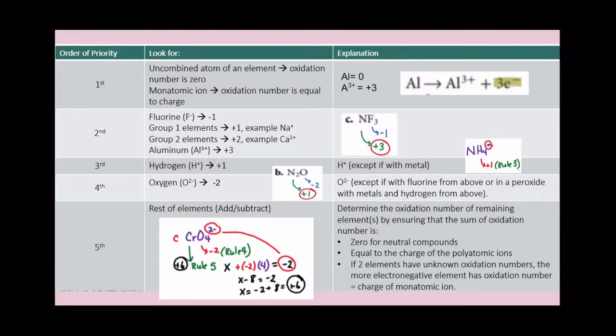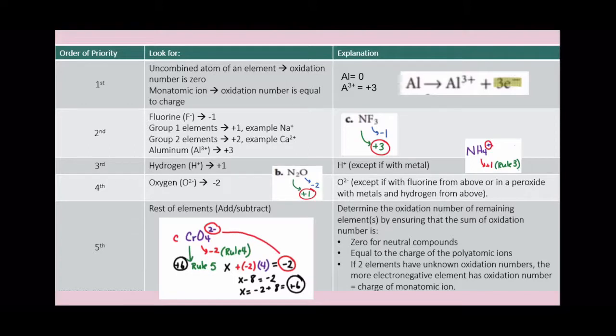Rule 3 states that hydrogen has an oxidation number of +1. And Rule 4 states that oxygen has an oxidation number of -2. For hydrogen, the exception is if it's with a metal, and for oxygen, the exception is if it's with fluorine or a peroxide, which means with metals and hydrogen.